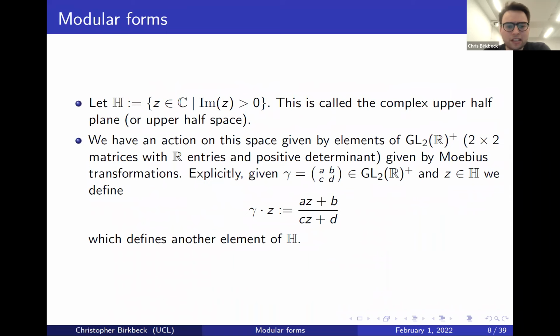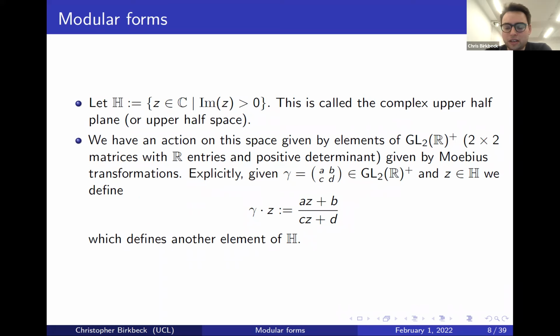So the first thing is modular forms are going to be functions from the complex upper half plane. These are complex numbers which have imaginary part strictly greater than 0. And they're going to be functions from there to complex numbers, and they're going to transform under or preserve certain symmetries of my space. And these symmetries on the upper half space come from what are called Mobius transformations. And they're given as follows.